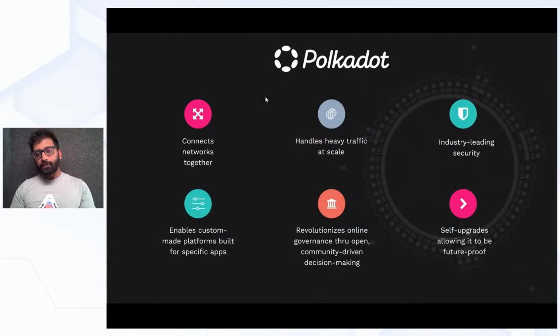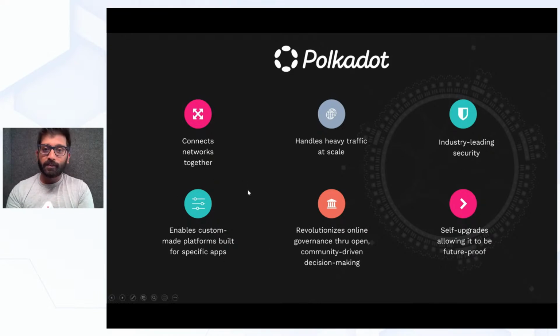The key features of Polkadot are, one, the interoperability aspect, which is connecting the blockchains together. The second one is handling traffic at scale. We're talking about 100 or potentially more parachains that talk to each other and to the relay chain. And then the industry leading security. Polkadot uses nominated proof of stake, which I'll be going over in a little bit of detail, and show why the parachains are secure on Polkadot.